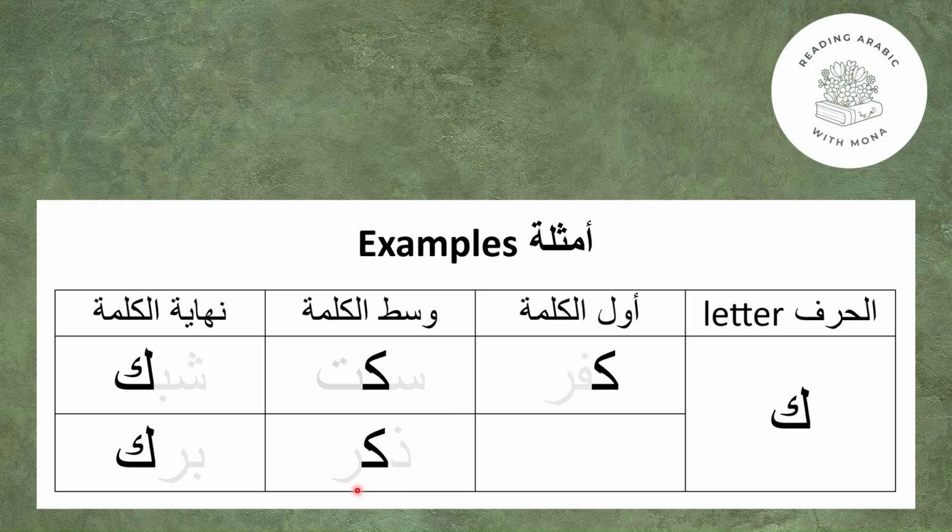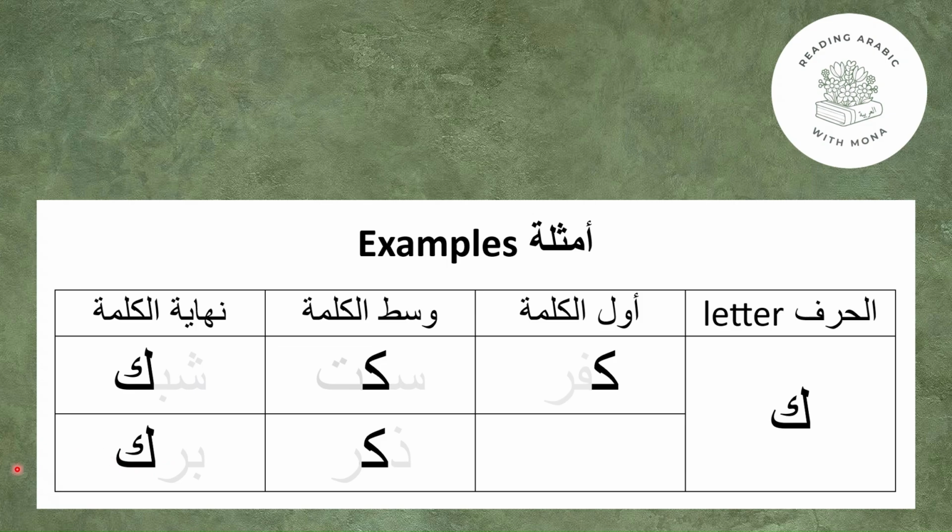And here, as you can see, when the kaf in the middle of a word is preceded by a resisting letter, it is treated as an initial kaf. And here, the kaf at the end of a word, when it is preceded by a resisting letter, is written in its isolated form.